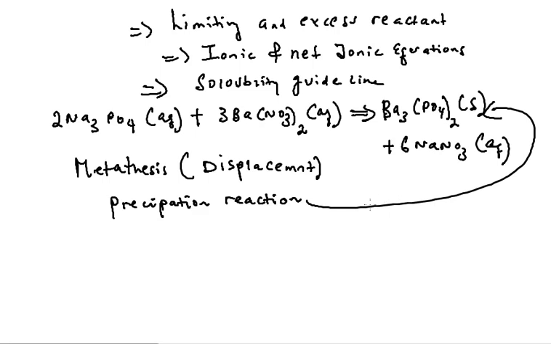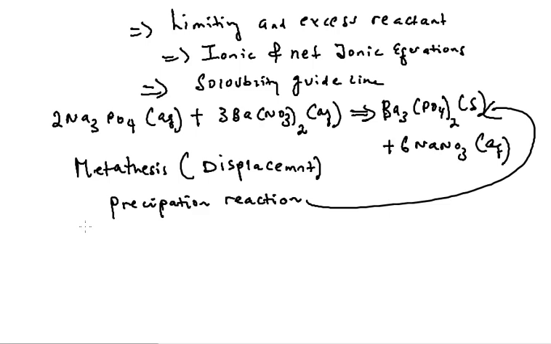Now, within this reaction, I'm going to show you the example of limiting and excess reactant, example of ionic and net ionic equation, and a solubility guideline at the same time. So we can do 3 examples at one time. Okay, so let's pick limiting and excess reactants first.